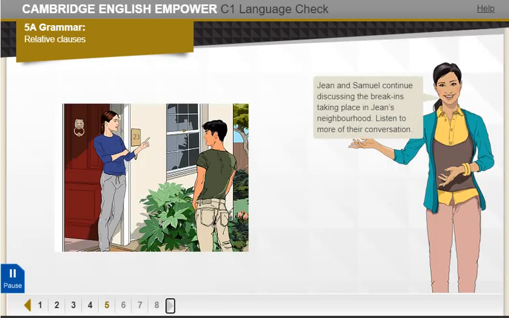Jean and Samuel continue discussing the break-ins taking place in Jean's neighbourhood. Listen to more of their conversation.